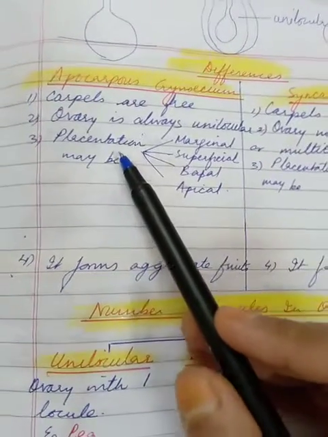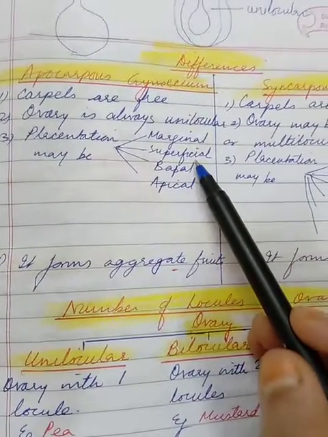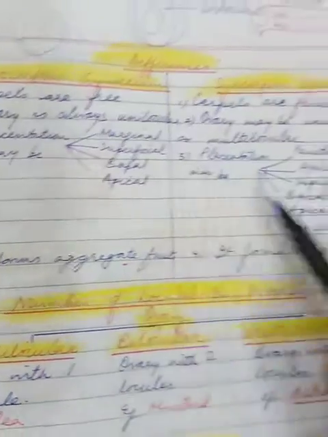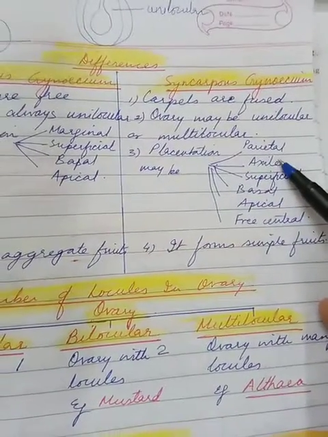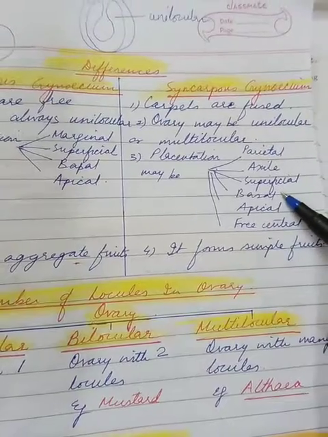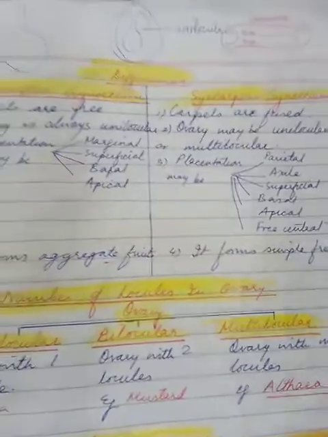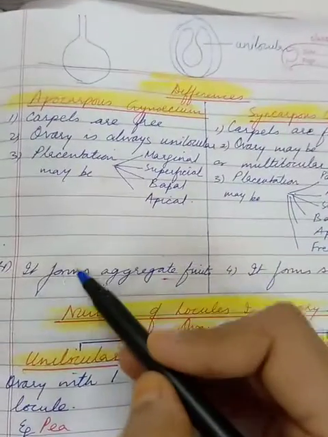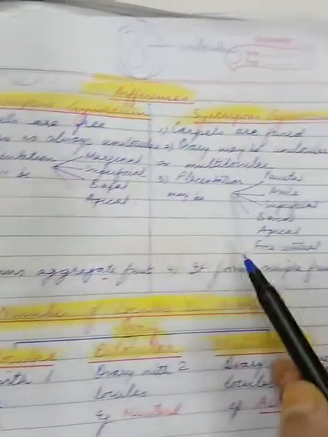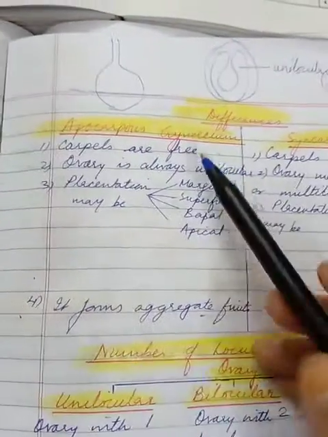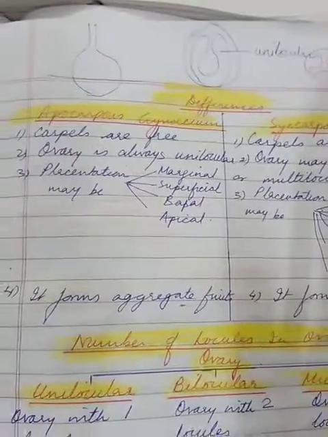Then placentation is marginal, superficial, basal or apical, whereas here it can be parietal, axile, superficial, basal, apical or free central. And finally, it forms aggregate fruits and here it forms simple fruits. Fruits are not in your syllabus, children. So if you want, you may delete this point, but 1 or 2 differences will be important.